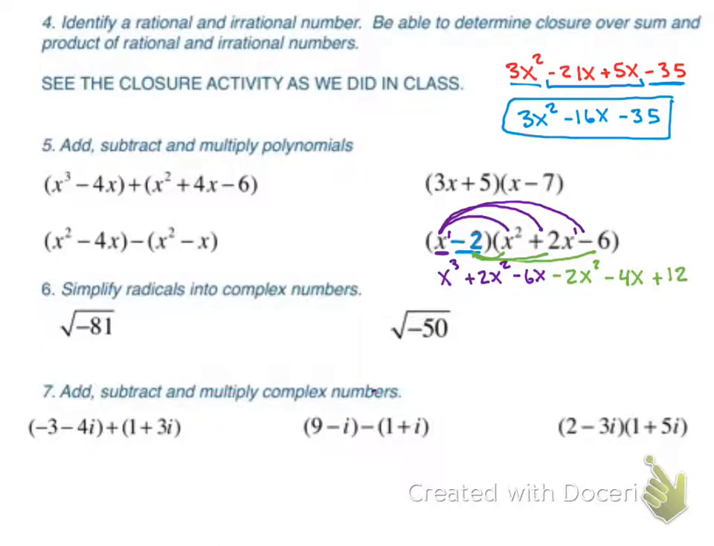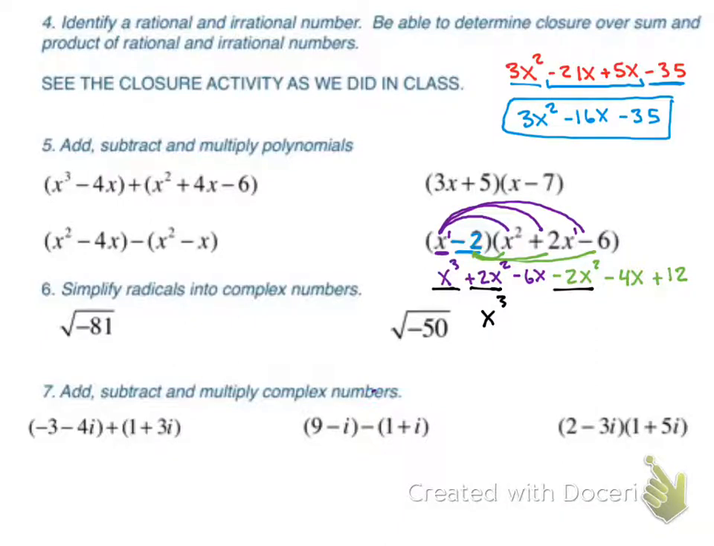And now we go to combining our like terms, starting with our highest exponent, right? Because that's how we put it in standard form. Our highest exponent is 3. So x cubed has no other, there's no other x cubes, so that term goes first. Then we look at our x squares. We have 2x squared and a negative 2x squared, so those cancel each other out. We don't have to write anything.